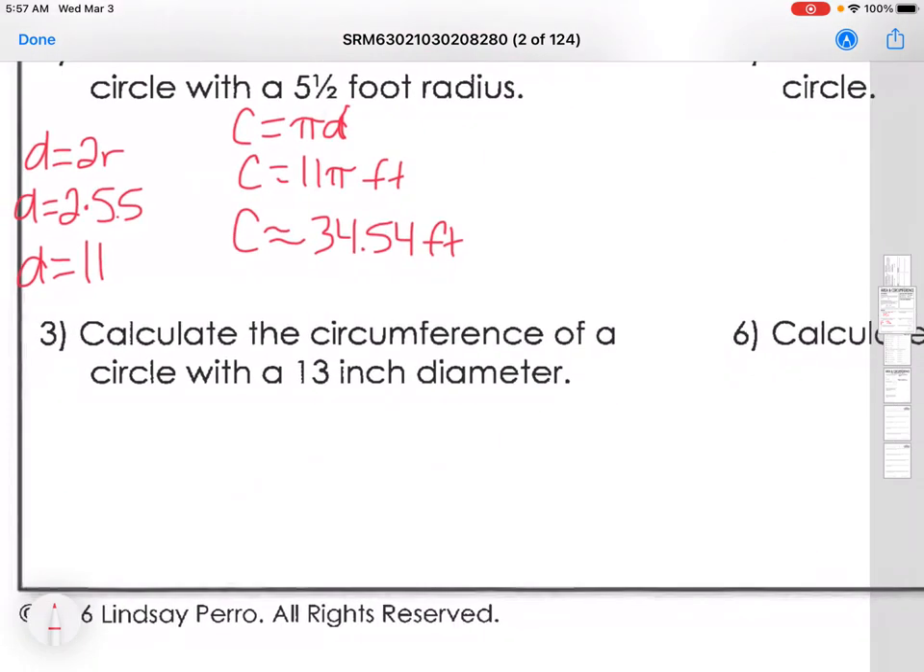Calculate the circumference of a circle with a 13-inch diameter. So now it gives me the diameter, so I don't need to do anything special. So pi times 13. So I could write that as 13 pi inches. Or 13 times 3.14, which would tell me 40.82 inches.